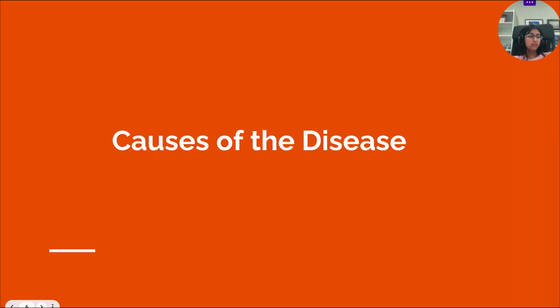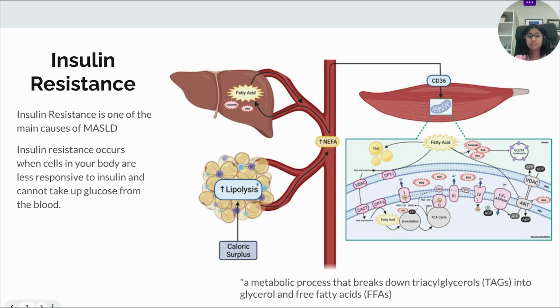Now, moving on to causes of the disease, MASLD usually begins with the presence of other metabolic disorders. One key example of a metabolic disorder involved with MASLD is insulin resistance. Insulin resistance is one of the main causes of MASLD.